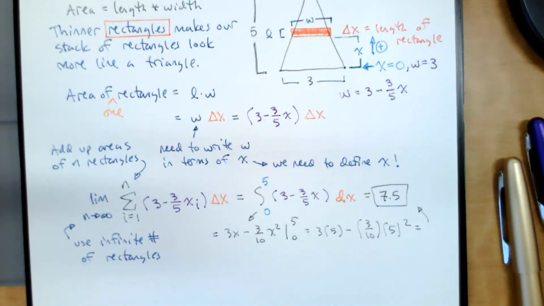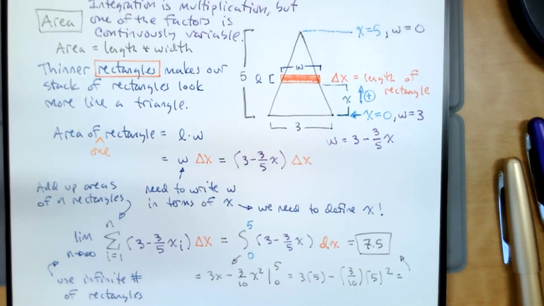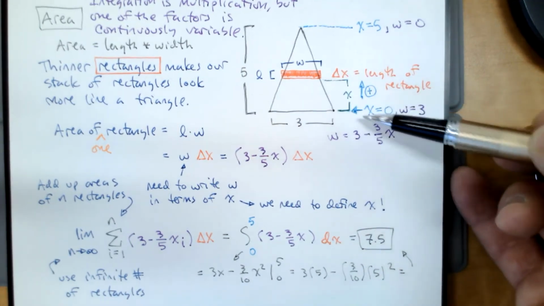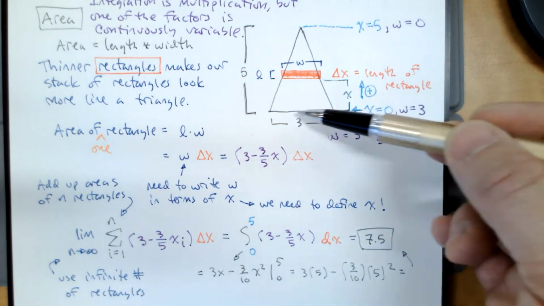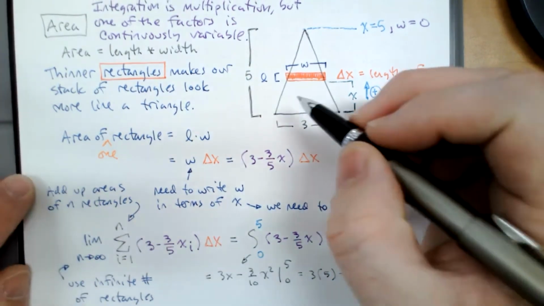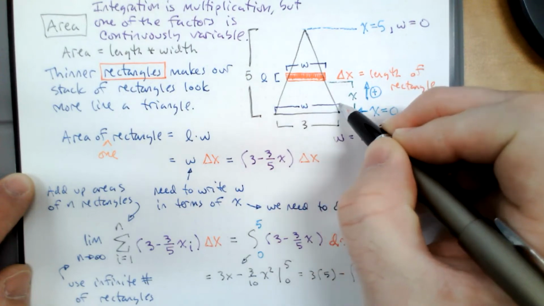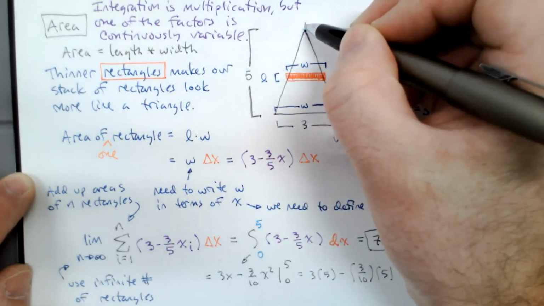Yes, I need to describe the width of this triangle as a function of the height above. So I noted down here where x is equal to 0. This is our choice. We just say when x is 0, the width is equal to 3. And when x is up here at 5, the width is 0.